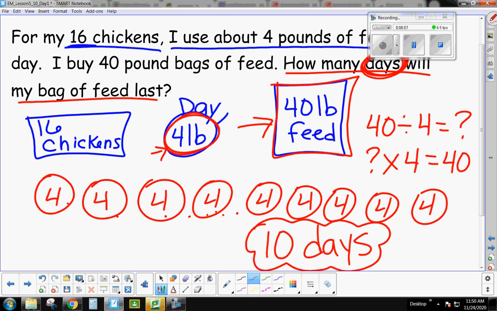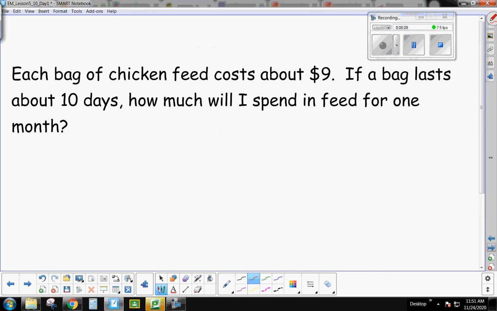All right, so now, continuing on with this whole chicken feed idea, if I know that a bag of feed lasts 10 days, look at my next problem. It says each bag of chicken feed costs about $9. If a bag lasts about 10 days, like we just learned, how much will I spend in feed for 1 month? So go ahead and pause the video and see if you can figure out this problem.